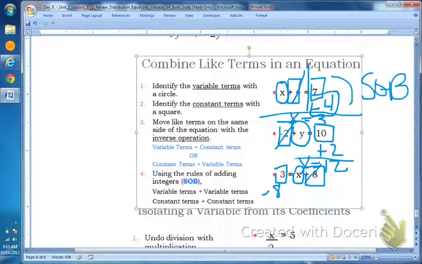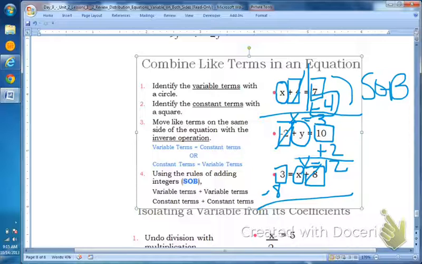So check to see that you wrote -8. So when you cross those lines, you have to change the sign. All right, we're ready to combine.